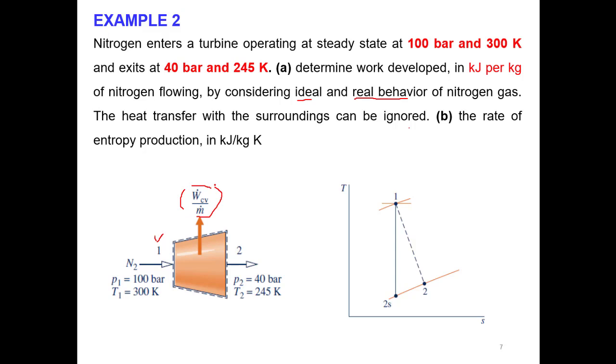So the question is, for the nitrogen gas, calculate this work output by considering the ideal behavior as well as the real behavior, so that you can compare the work output calculated using ideal behavior and real behavior of the nitrogen gas. In part B, there is an entropy production from here to here. Also calculate the change in entropy production using ideal behavior as well as real behavior. So let's start the problem.